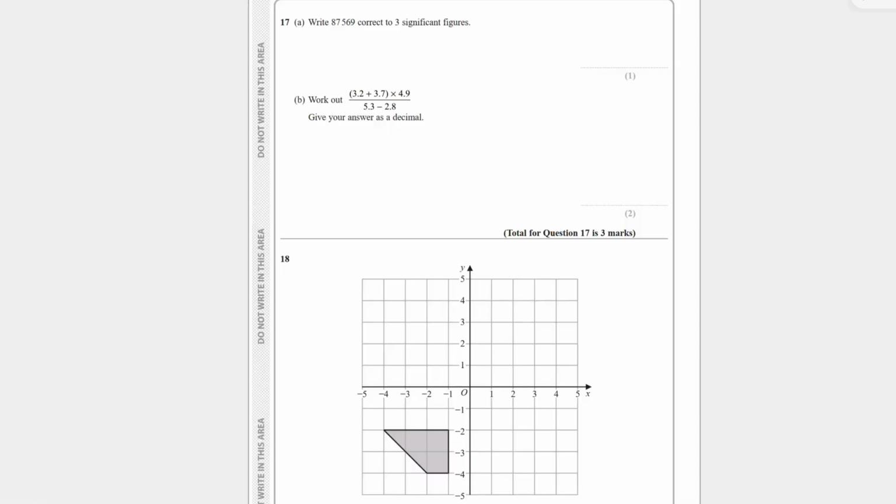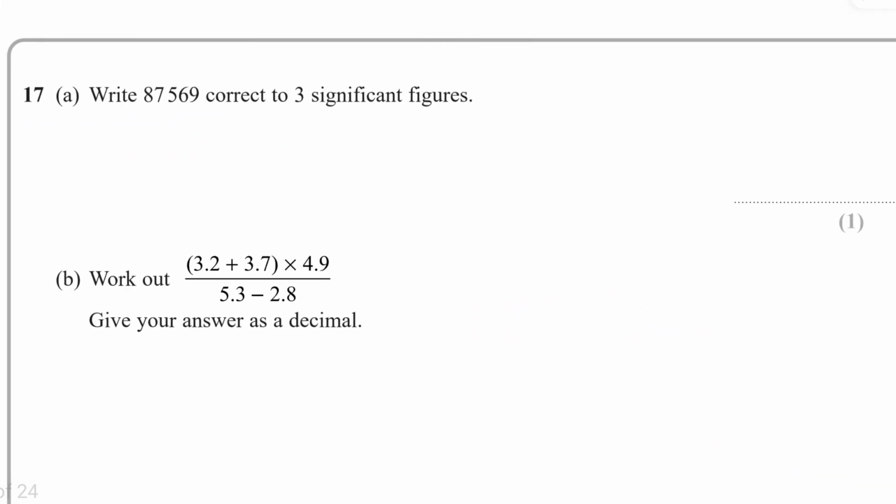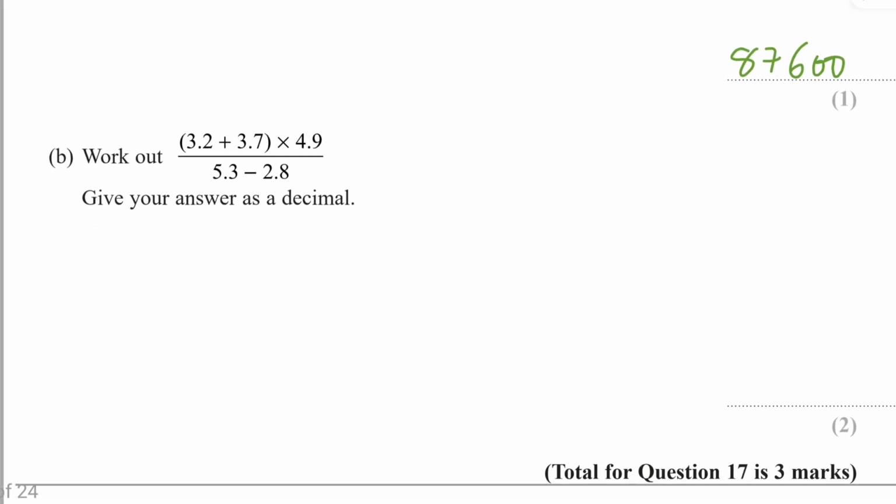Write 87,569 to 3 significant figures. So for the 3 significant figures, we have 1, 2, 3. So the last significant figure is 5. Since the digit after 5 is 6, that means we round up. So that will be 87,600 to 3 significant figures.